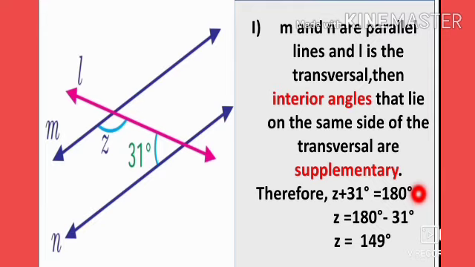So, Z is equal to 180 degrees minus 31 degrees, which is 149 degrees. So, the measurement of angle Z is 149 degrees.